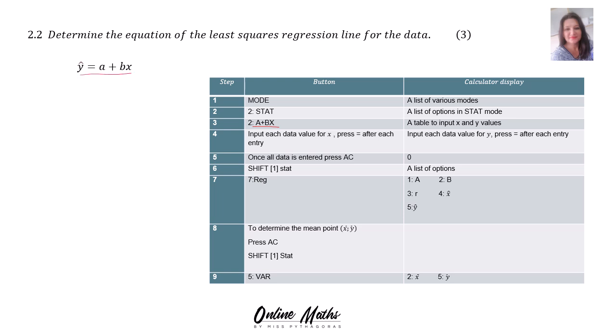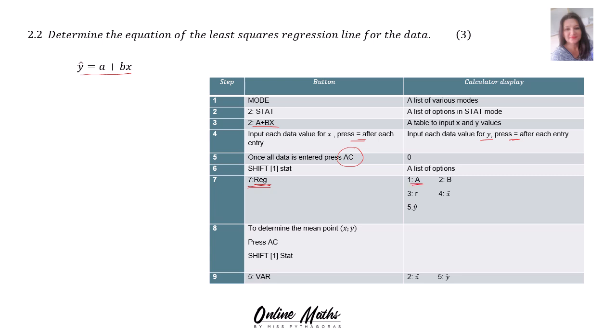You input all your data. Two tables will appear. Enter the data for x, pressing equals after each entry, and then in the next table all the values for y, pressing equals after each entry. Then you press AC, shift 1 stat, and choose number 7 regression, or maybe it's number 5 on your calculator. Just make sure that you choose the regression option, and then this is what you find there.